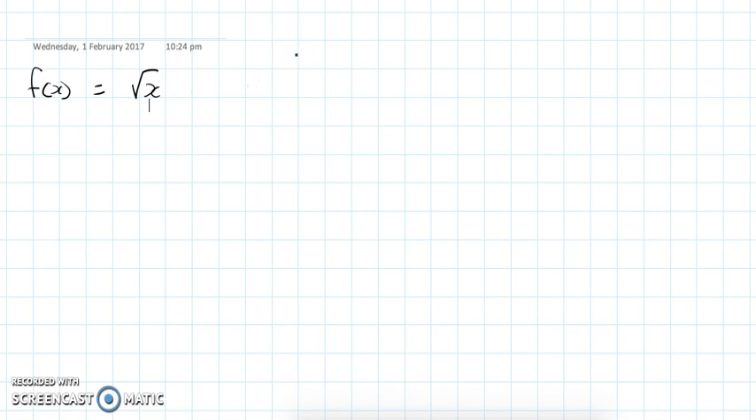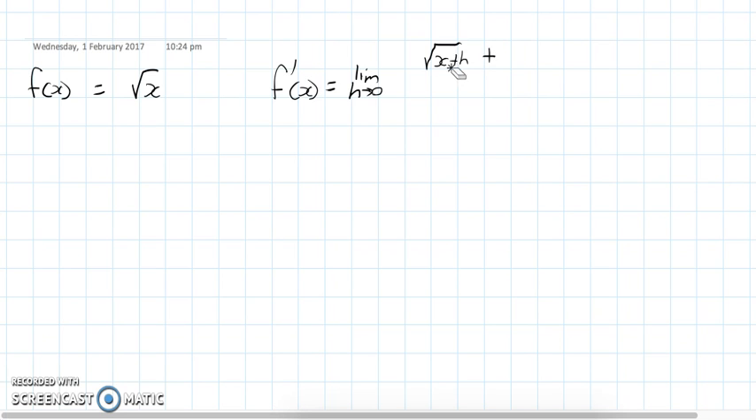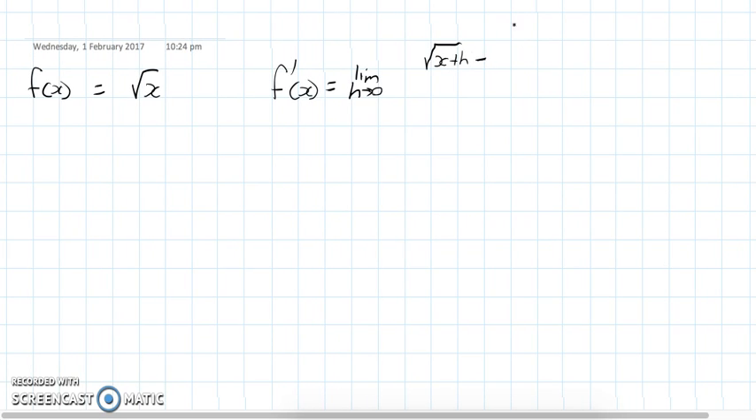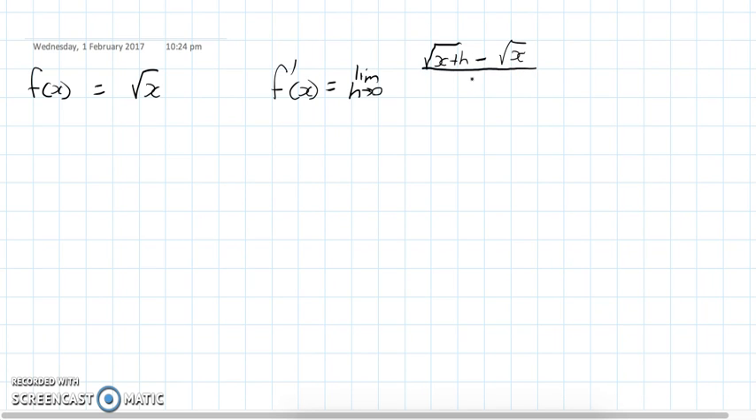So let's work over here for a little bit. f dash x, limit as h tends towards 0, of square root of x plus h, oh, it's not plus, minus the square root of x divided by h. Now you might think, oh, so what am I going to do? How am I going to actually work this one out?